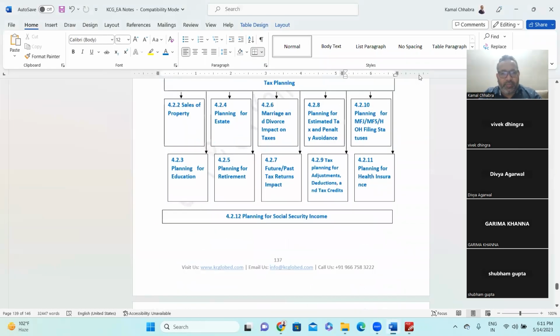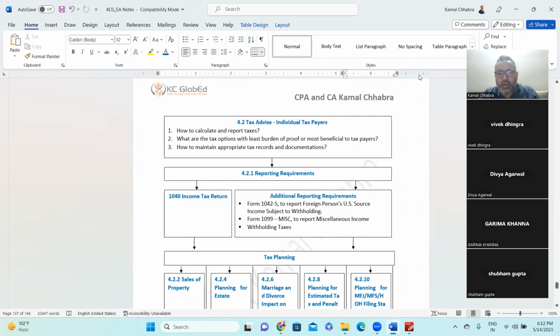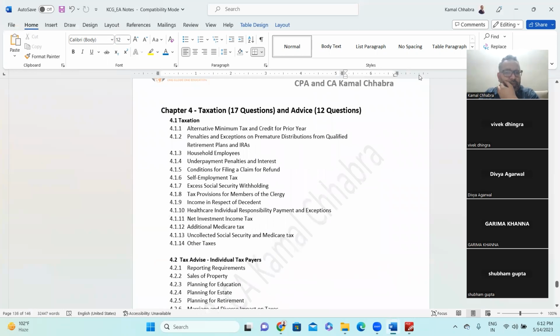Now today we'll be completing chapter 4, the last topic, which was tax advice for the individual taxpayer. If you remember, before this, we have completed the taxation part, the alternative minimum tax and credit for the period. This all we have covered: penalty, exception, household employee, underpayment of penalties, interest, condition of filing of claim and refund, self-employment tax, excess social security withholding, tax provision for member of clergy, and income in respect of a decedent, healthcare individual responsibility payment, net investment income taxes, and additional Medicare taxes, and then uncollected social security and Medicare taxes, other taxes.